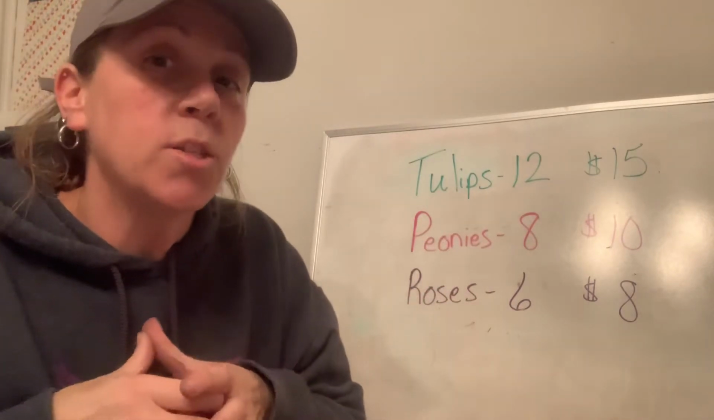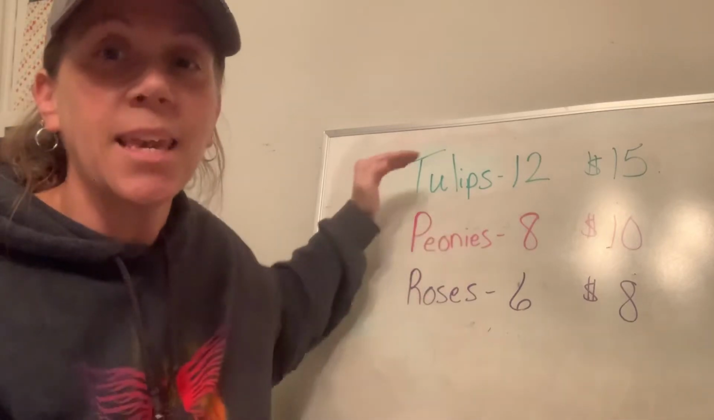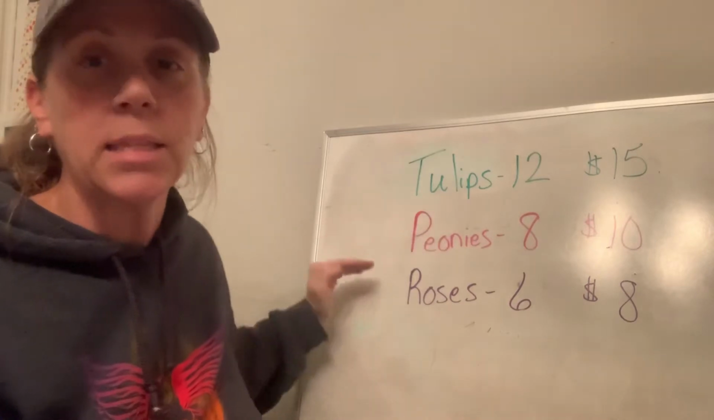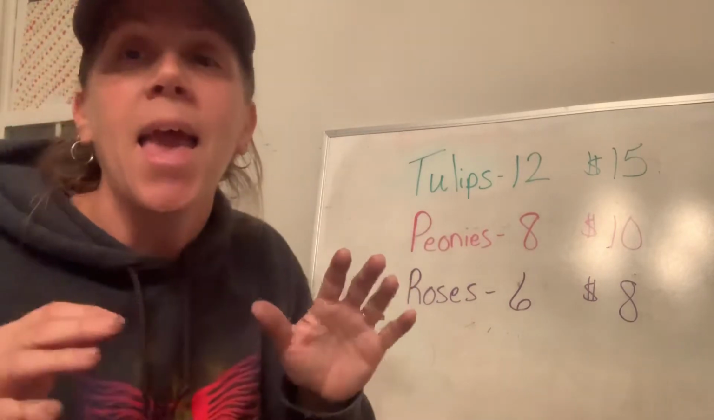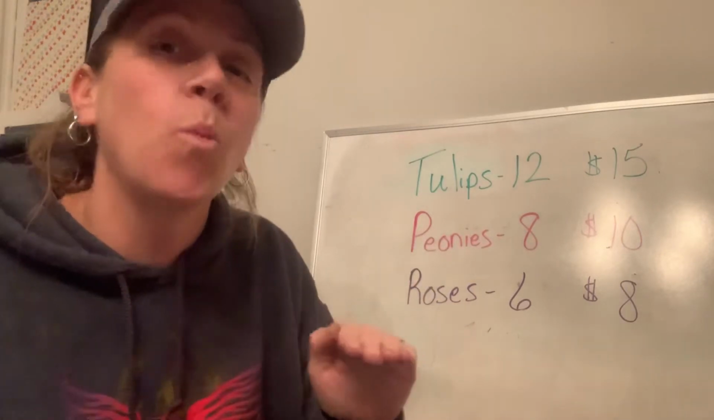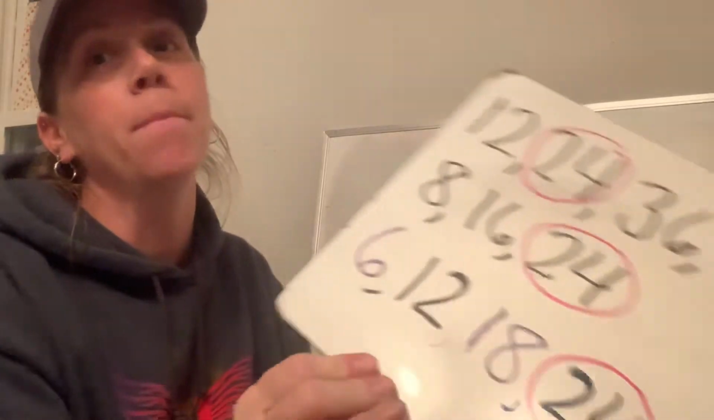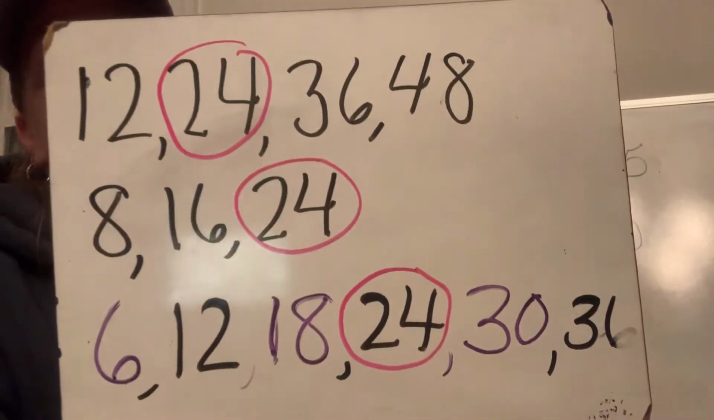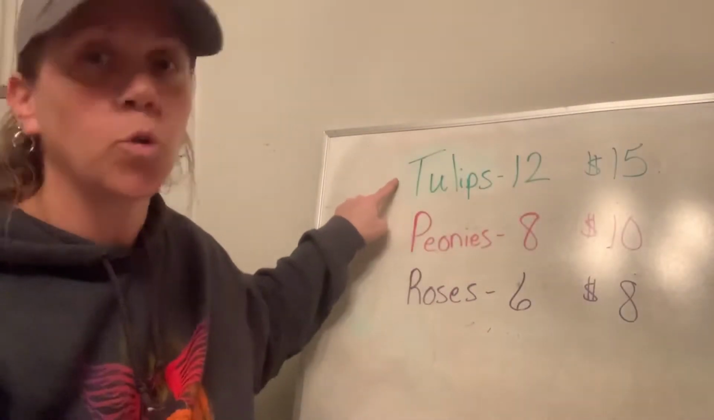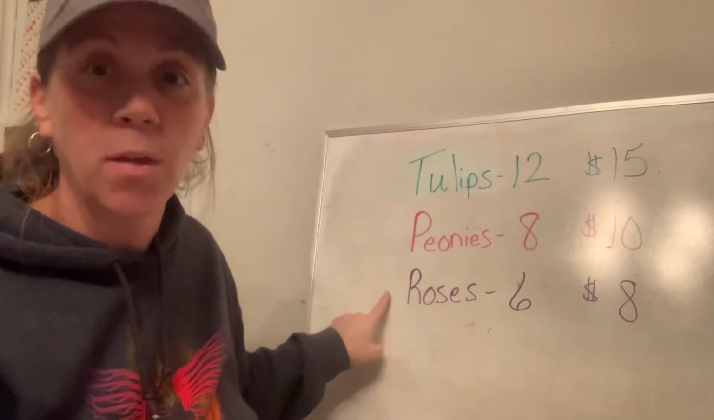But what she wants to do now is make a bouquet of mixed flowers. So she's going to take some of these packs of tulips, some of these packs of peonies, and some of these packs of roses. And she's going to want to make mixed bouquets with them, but she doesn't want to waste any of the flowers. So she needs to use the least common multiple of 12, 8, and 6 to find out how many tulips she should use, how many peonies she should use, and how many roses.